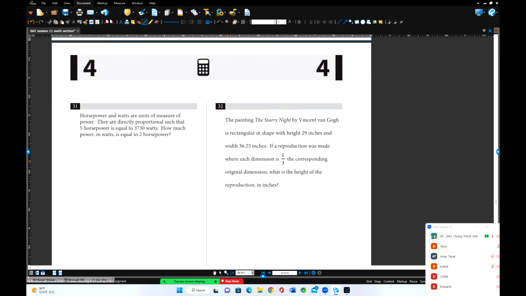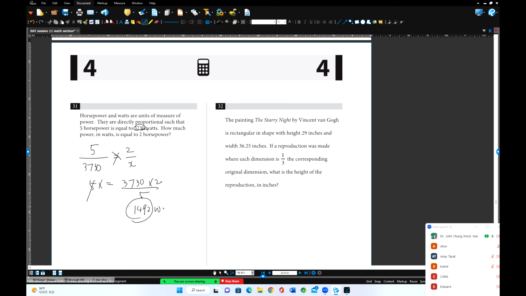Number 31, horsepower. 5 horsepower is equal to 3730. Or you can use it, right? 3730 for 2 horsepower, okay? You can use a proportion. Or you can divide it by 5 there, okay? After that you multiply by the same thing. 5x equals 3730 times 2 and divided by 5. Okay, use your calculator to avoid some error. 3730 times 2 divided by 5. Okay, 1492 watts. 1492 is the answer.